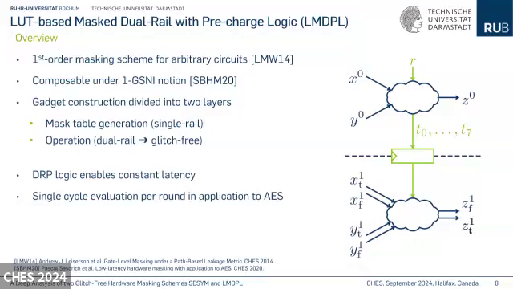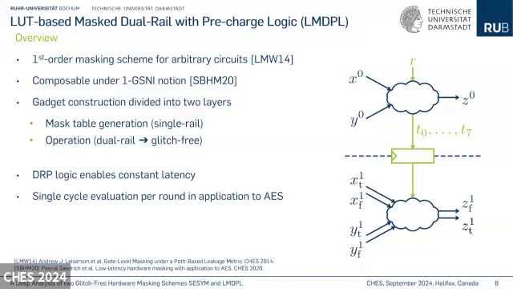The upper part is the mask table generation layer. And this layer operates on the single rails of the first share inputs. And for nonlinear functions, it also takes some random bit into consideration for each nonlinear function. And then based on the first shares, some intermediate values are computed and are all blinded by the same random bit, and stored in a register in between the layers.